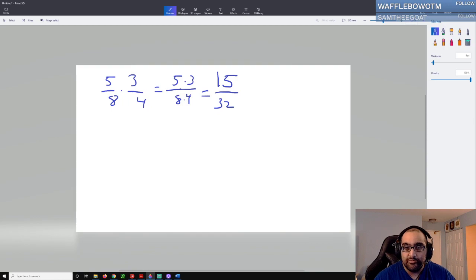And we just simply ask the question here. We say, okay, is there anything that we can reduce down here of 15 over 32? Okay, so that's the question that we have here. Is there anything that we can reduce down here between 15 and 32?